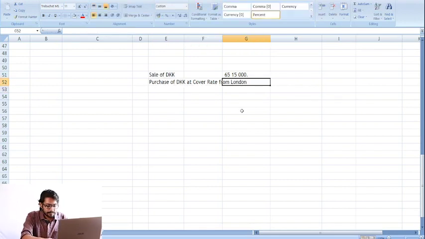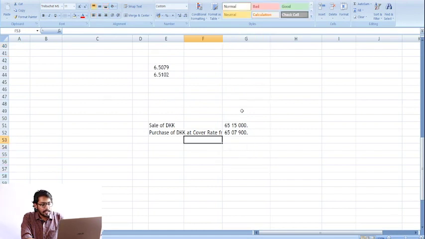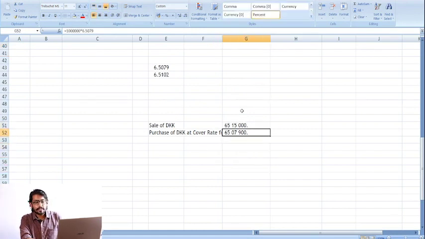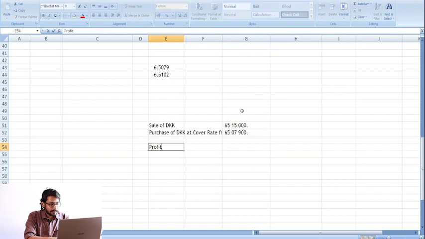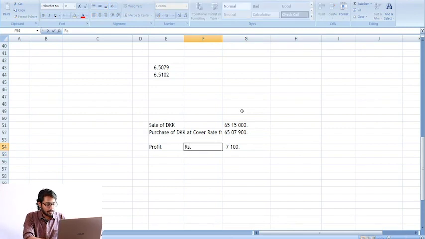That was 6.5079. 10 lakh into 6.5079, you get 65 lakh 7,900. You sold at 65 lakh 15,000, purchased at 65 lakh 7,900. Profit is 7,100 rupees. Profit was rupees 7,100.